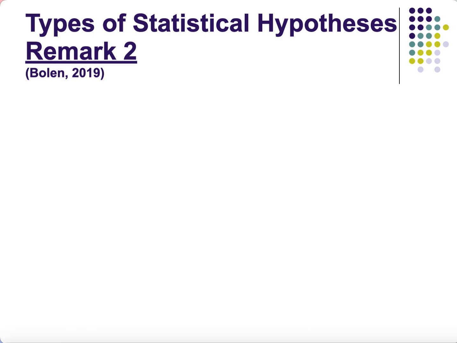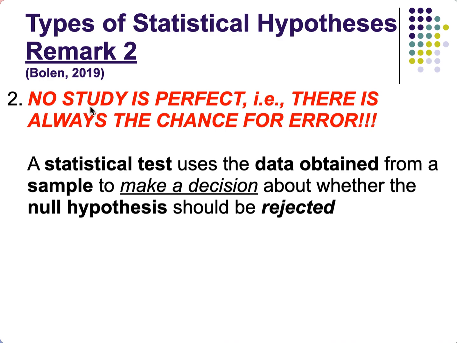Okay, hi there. In this video, what I'm going to explain today is about the two types of errors. Part of remark two under the types of hypothesis is that we need to highlight that there is no study which is entirely perfect. So in short, there's no study which is perfect. There will always be a chance of error.